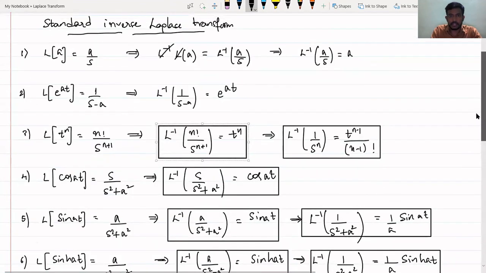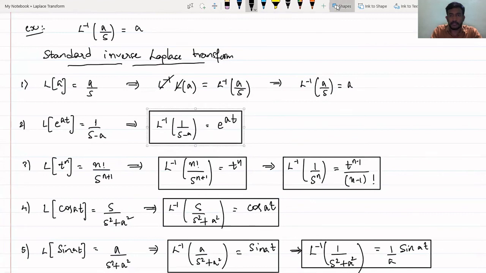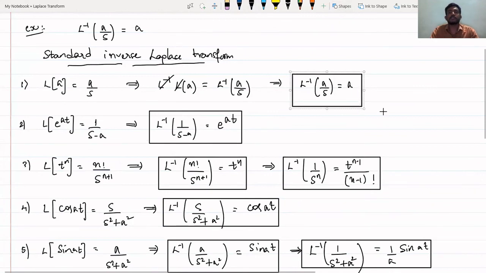The last one is e to the power of at and the constant function. So these are all the standard forms of inverse Laplace transformations. In the upcoming sessions, we solve the problems which take the form of any of these standard forms.